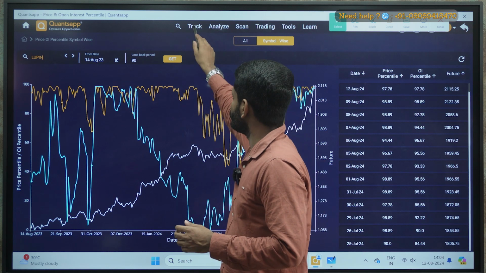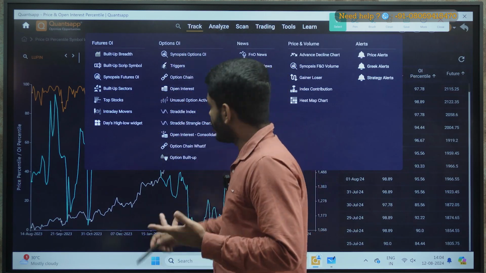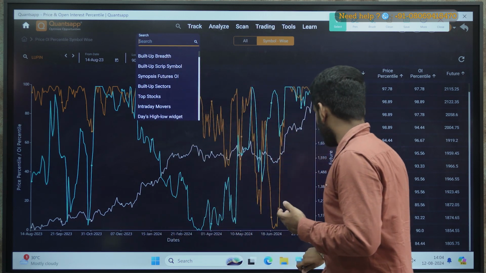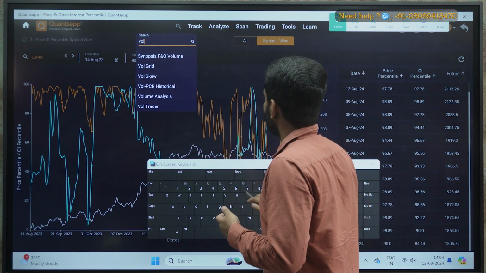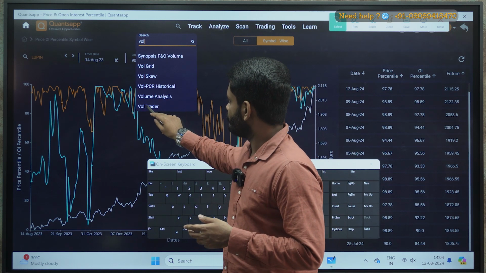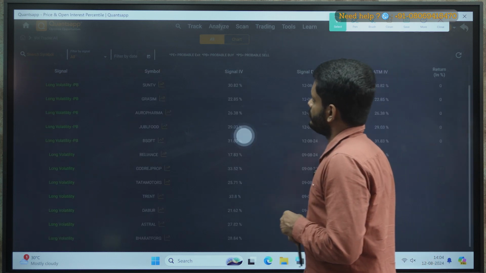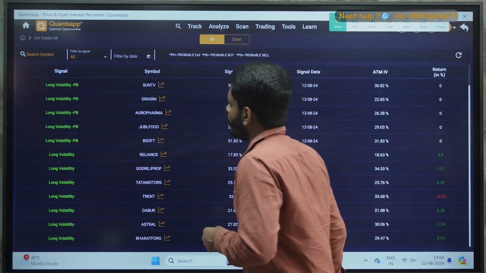So let's go and check out, is there any tool to trade volatility? What you can do is go to the search option and type vol. If you see, there is a vol trader option over here. Okay, give me a second. So what is vol trader?